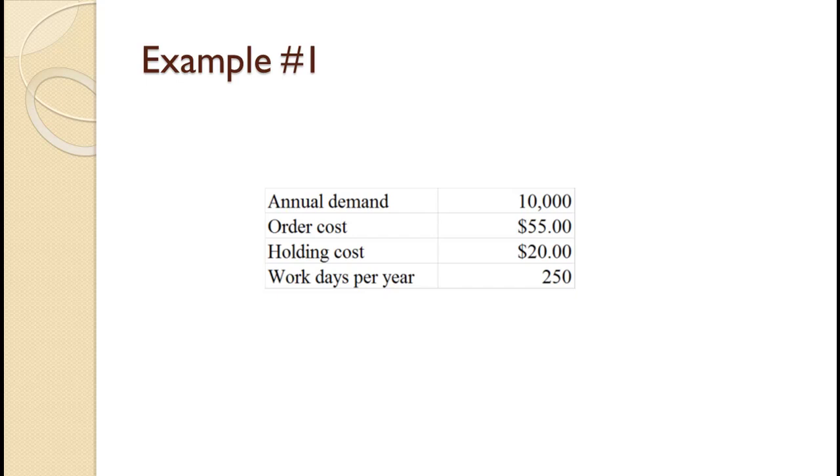A company wishes to know the optimal order quantity for a particular item in inventory. They use 10,000 a year. It costs $55 to place an order and $20 to hold one item in inventory for 1 year. This company operates 250 days a year. Calculate 1. Optimal order quantity. 2. Total stocking cost. 3. The number of orders per year. 4. The length of the order cycle in days.